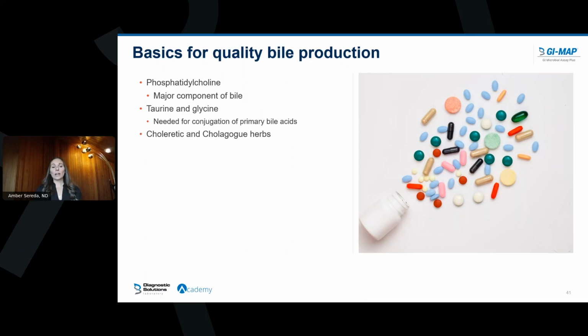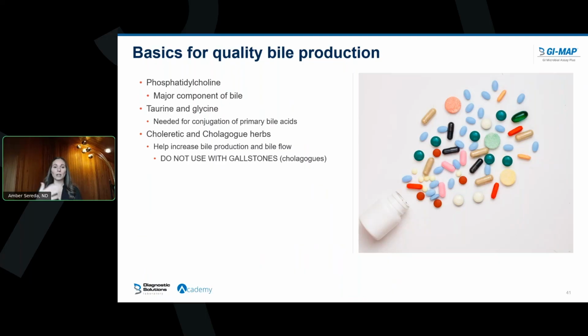And then we have our choleretic and cholagogue herbs. So these are going to help increase bile production and bile flow. But big caution here in people with gallstones. So that's going to be our cholagogue herbs, and we want to be really aware of that, because if we're creating movement through the gallbladder and they have stones, that can lodge a stone and cause an emergency. We don't want to do that.